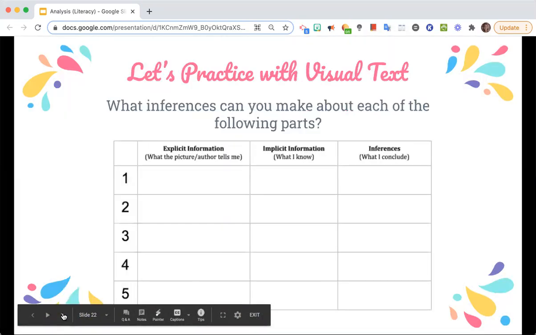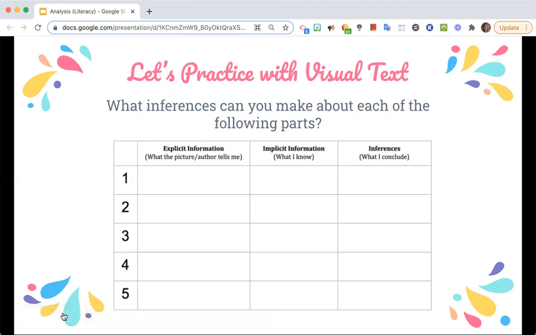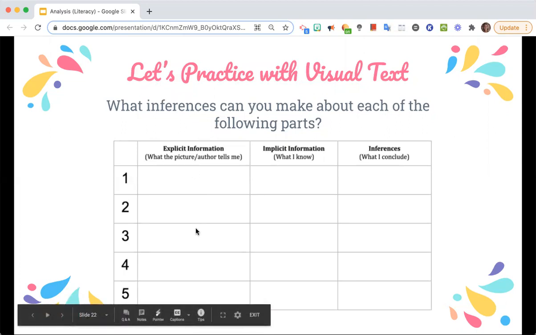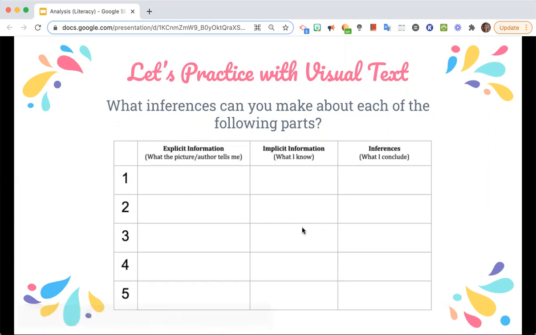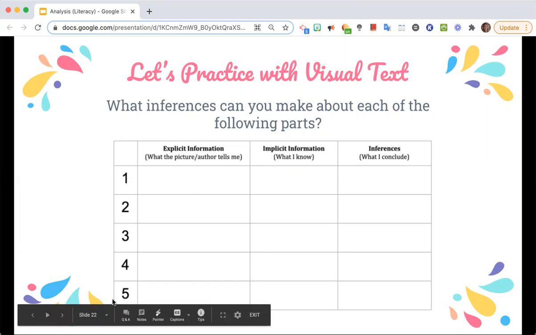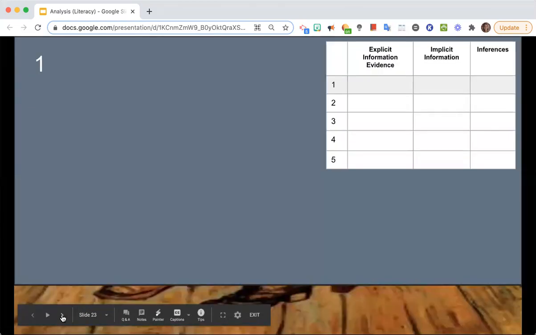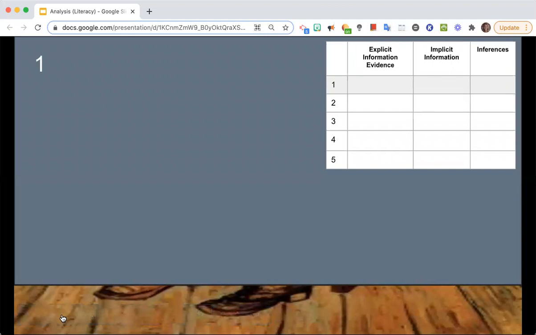So we're going to practice this same strategy, but with a visual text. So we're going to collect some explicit information. We're going to pair that with what we know, and then we're going to draw some inferences. Okay, so I have an image hidden behind this slide, and we're going to reveal 5 parts, one part at a time, until we have revealed all 5 parts.